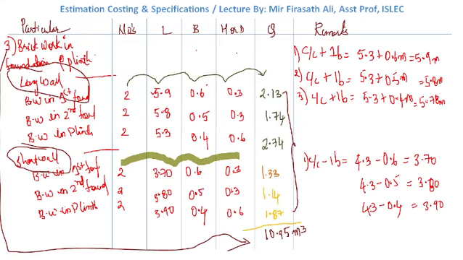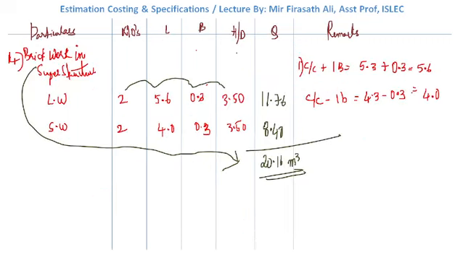The next is brickwork in foundation and plinth. Long wall we do separately, short wall we do separately. After this, last but not the least, we found brickwork in superstructure. By this method, we find the quantities of excavation, brickwork and concrete for a given building. I hope you have understood this.